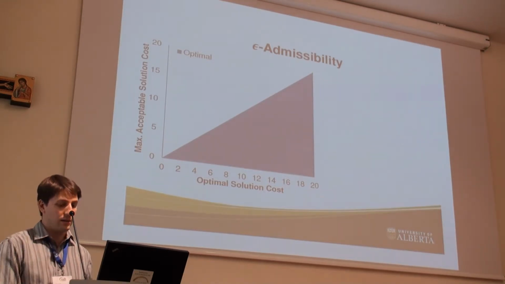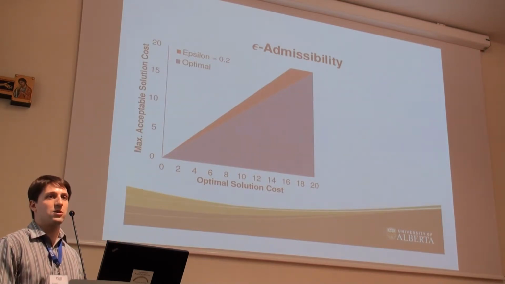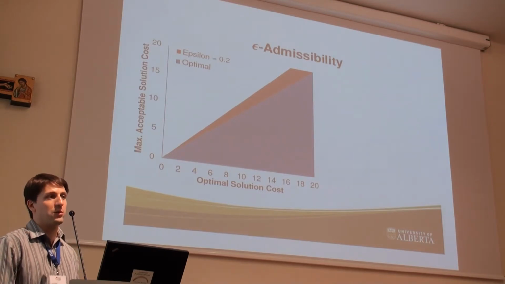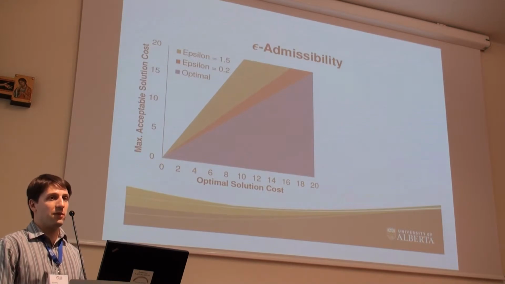Epsilon admissibility now says, okay, we're going to increase the region in which you're allowed to return a solution. So if I have epsilon at 0.2, I'm allowing 20% suboptimality, so we're talking about that red region. Whereas an epsilon of 1.5 allows even more space.